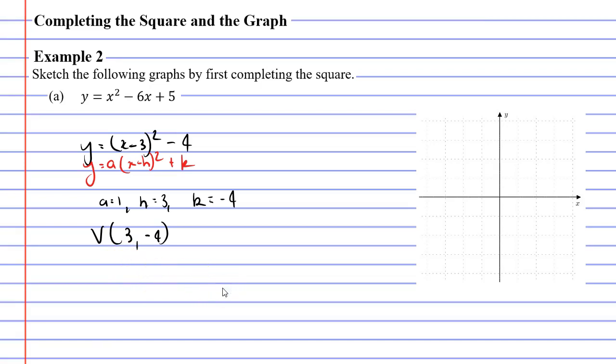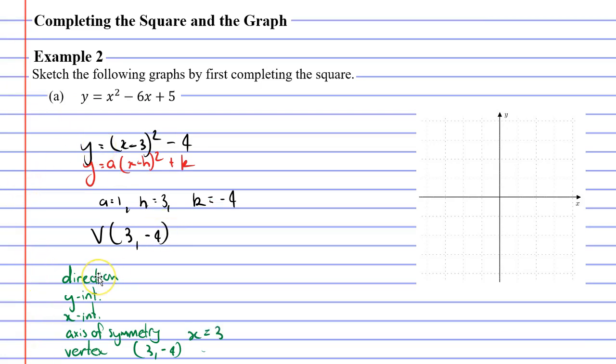Now the vertex is only one of the 5 things that we need to find. And in case you've forgotten what we need to find here, we need to find the direction of the parabola, whether it's upward or downward facing, the y and x-intercepts, the axis of symmetry, and the vertex. Now, as I mentioned, we already have the vertex. The vertex is the point 3, negative 4. And when we know the vertex, we also know the axis of symmetry. We simply take the x value of 3. The axis of symmetry will be the equation x equals 3.